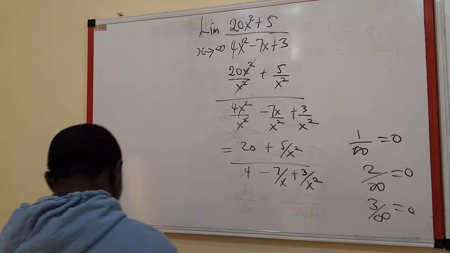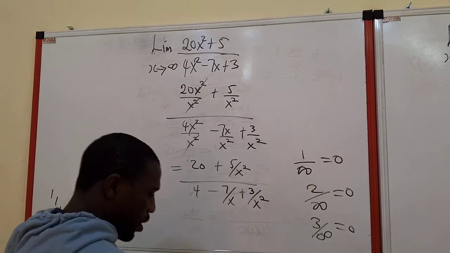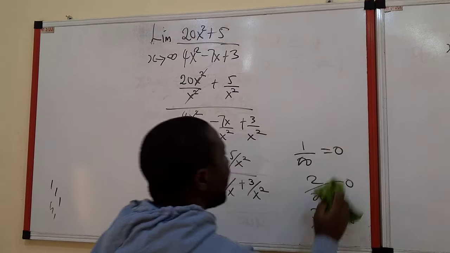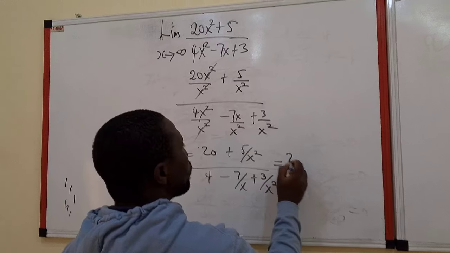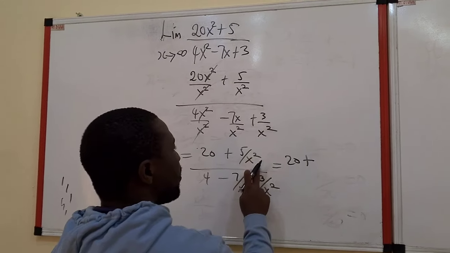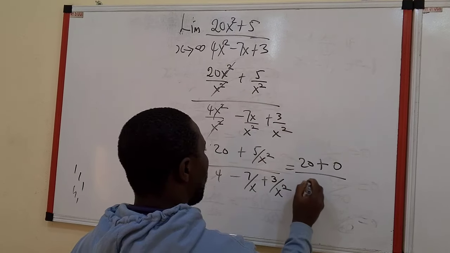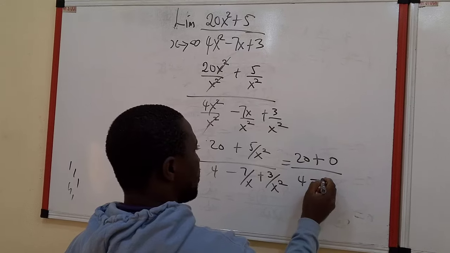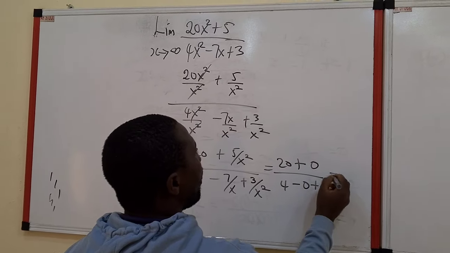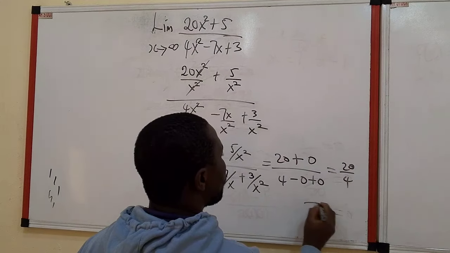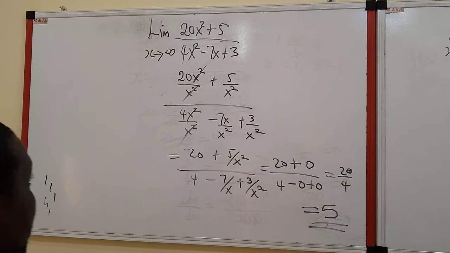So what we are going to do is this. Anywhere you see x now you write infinity. So this will now become 20 plus 5 over infinity squared, which is 0. This is 4. 7 over infinity is 0. 3 over infinity squared is 0. So I have 20 over 4, and 20 over 4 is equal to 5, which is my final answer.